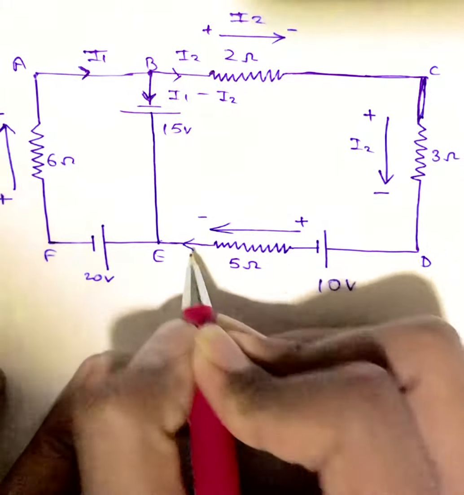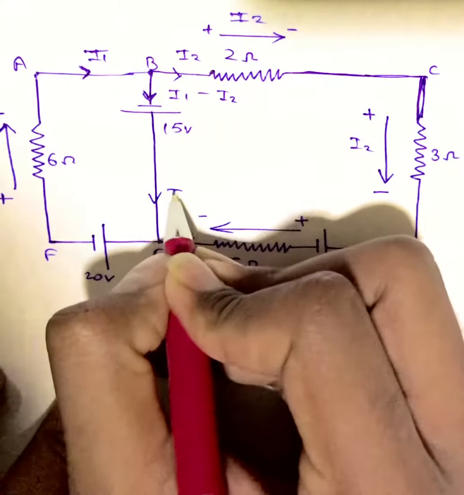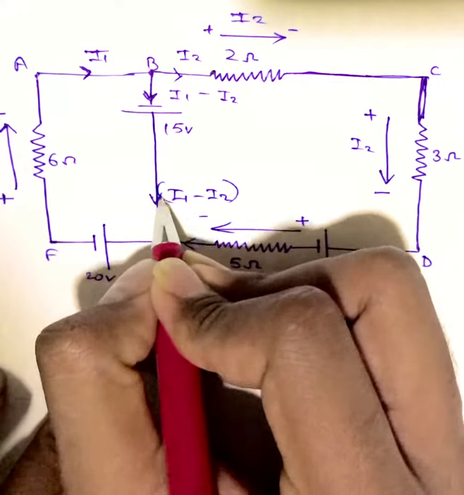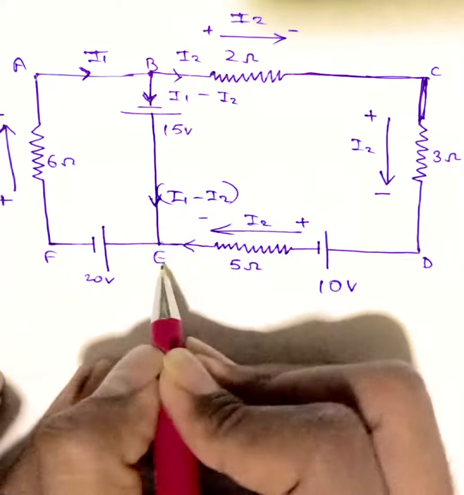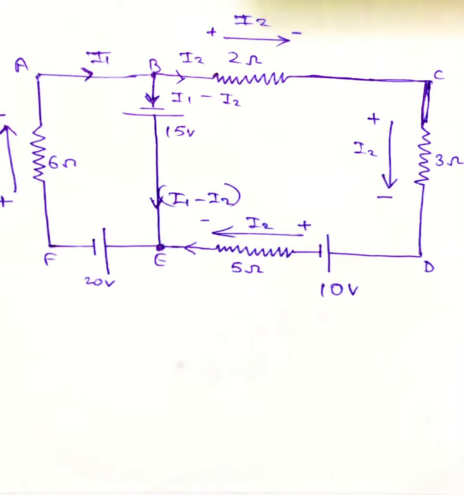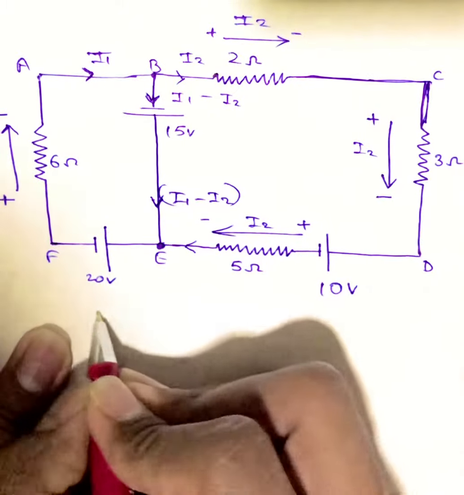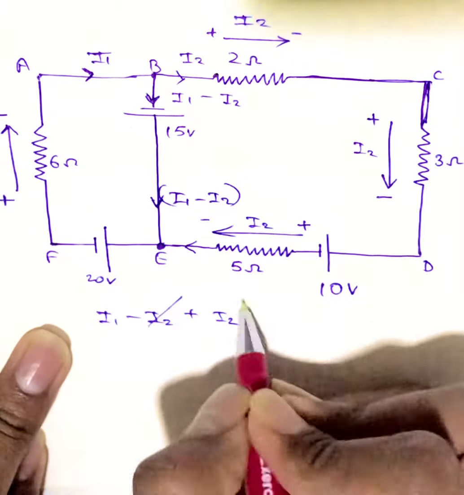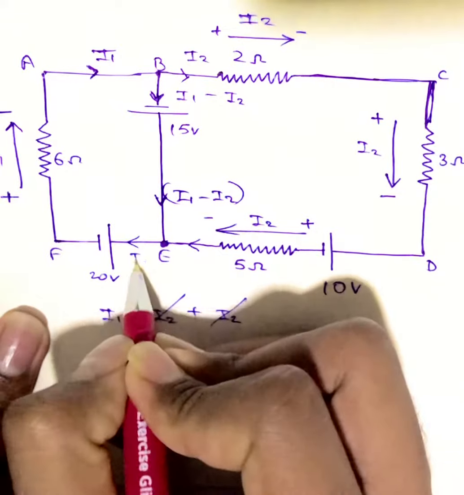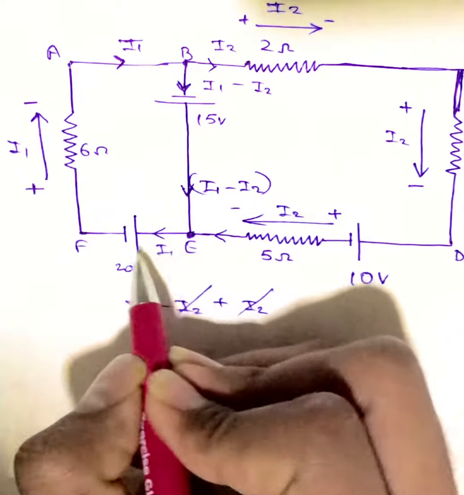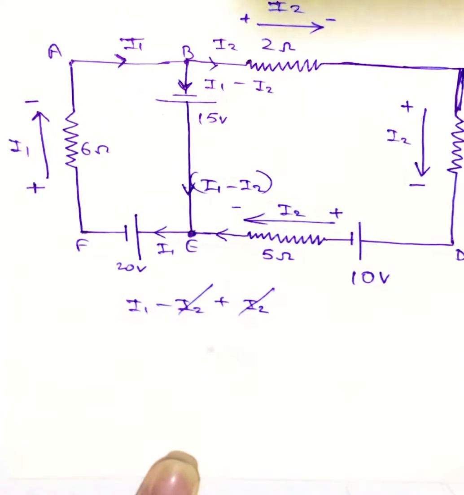Now from here, I1 minus I2, this current will come from this branch, and from here I2 current will come. So they will meet at a junction E. According to Kirchhoff's current law, at a junction these currents get added. So I1 minus I2 plus I2, I2 cancels off, and what we remain with is I1. You must have noticed one thing, that we started with I1 and at the end what we are getting is nothing but I1.